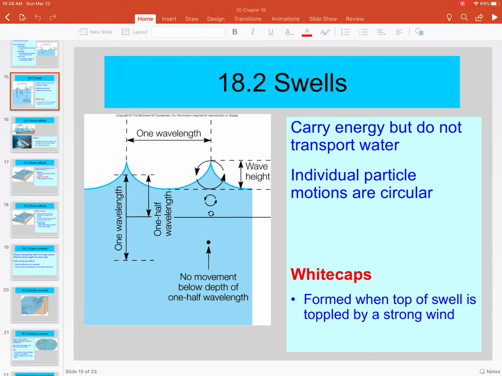Now, when we have a very strong swell, we're going to have whitecaps, and they're formed when the top of the swell is toppled by a strong wind. And so we've seen whitecaps if you've been to the beach on a very windy day, or seen a movie or a TV show where they're surfing, and you'll see those waves will kind of fall and spill over, and that creates that white look, the foamy look of the ocean, which is called a whitecap.